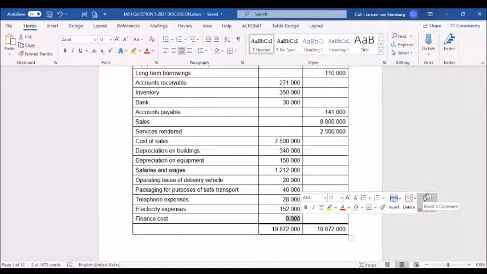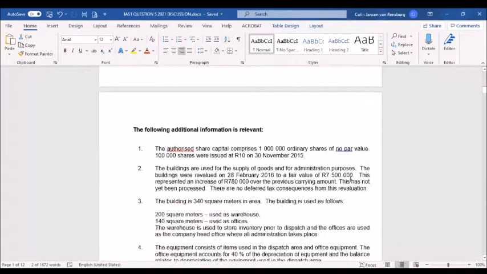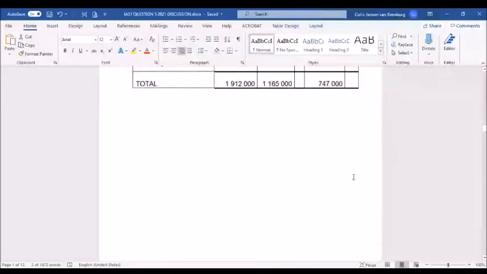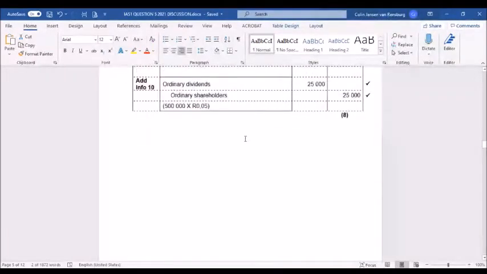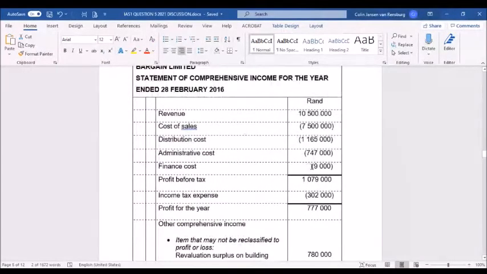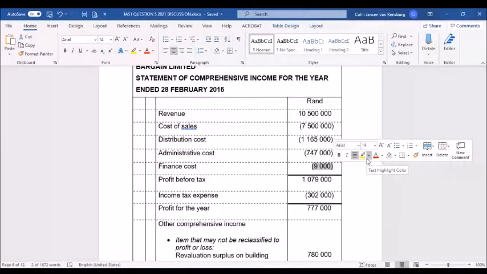But again, ladies and gentlemen, do not forget about your journal entries. So we'll have to scrutinize our journal entries to make sure that no adjustment was made to that figure. So we can just go and have a look at our journal entries. We already know that from Monday. Where are our journal entries? There they are. Any debits or any credits to finance cost? Nope, nope, nope, nope. So that amount remains 9,000, right? And again, it is a cost, so it must be indicated as a negative.